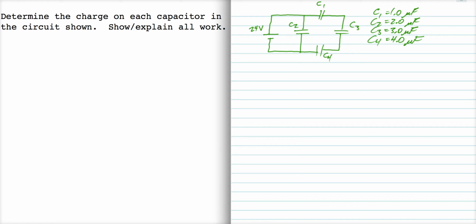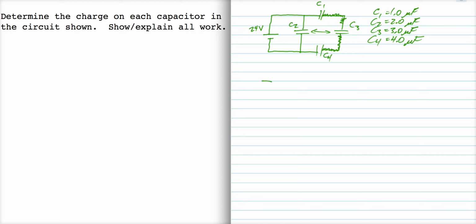So for this capacitor circuit, we gotta find the charge on each capacitor. Now I know it looks like C2 and C3 are in parallel, but they're not quite. It's better to start with C1 and C3 being in series, and C3 and C4 being in series. This is all one big series, right? So I'm going to change this.